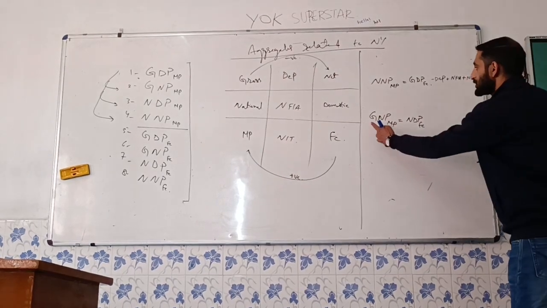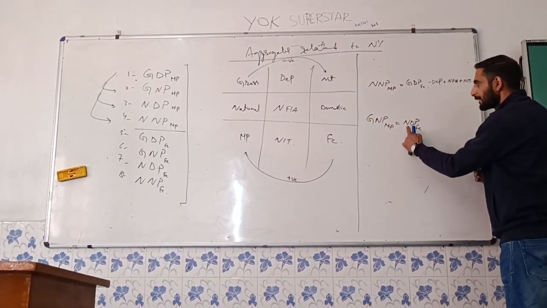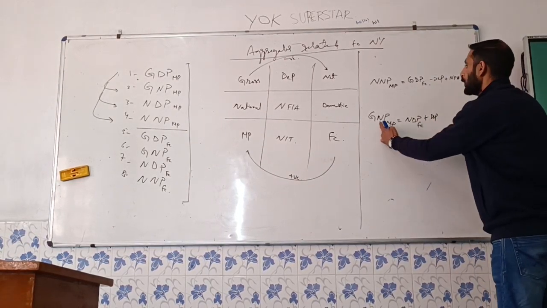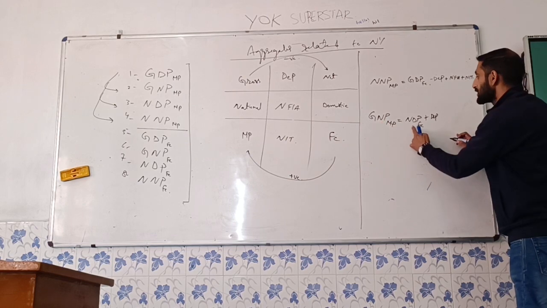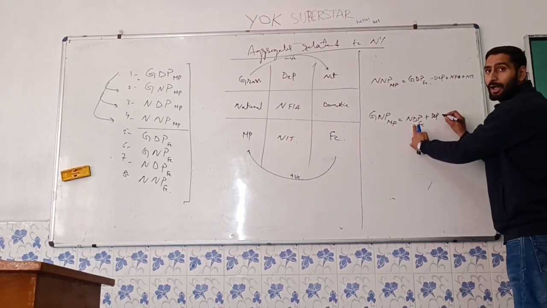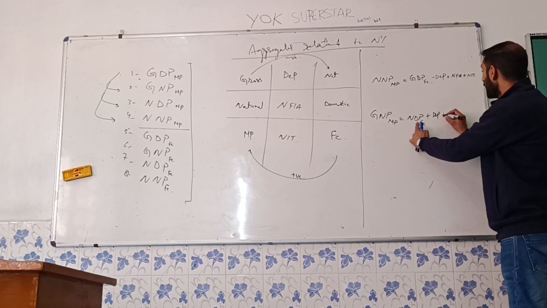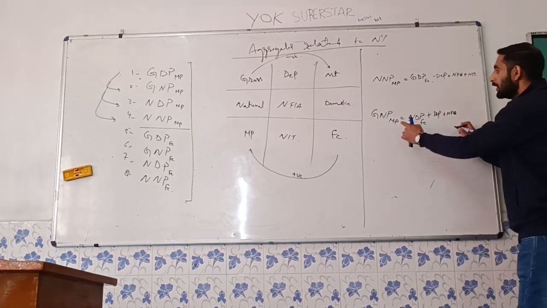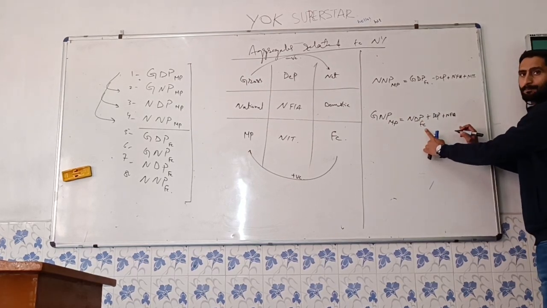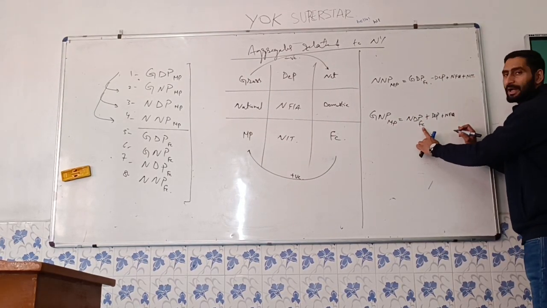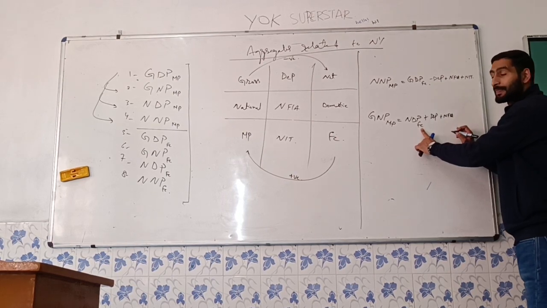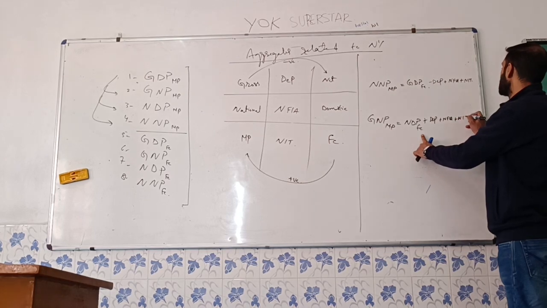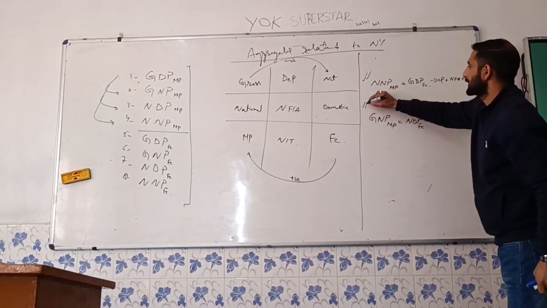Everybody knows now what is G? Gross. What is N? National. What is the difference? Plus depreciation. What is N? National. What is D? Domestic. What would I do here? Minus. I would put NFIA with domestic to become national. National product same. What is this? Factor cost. What is this? Market price. What is the difference? How would I put NIT here? Plus NIT. Now the second equation is complete as well.